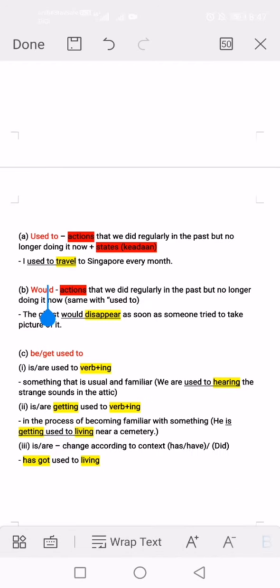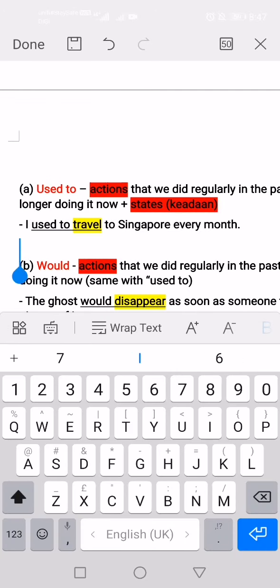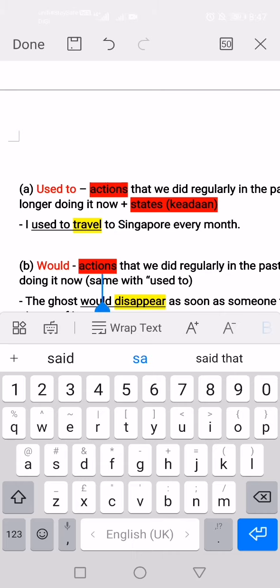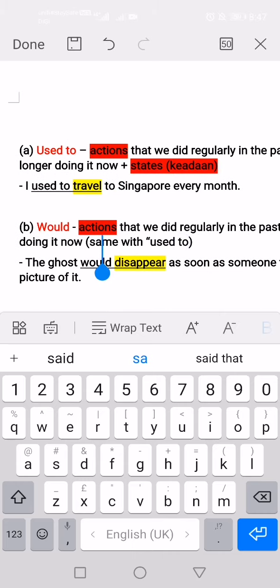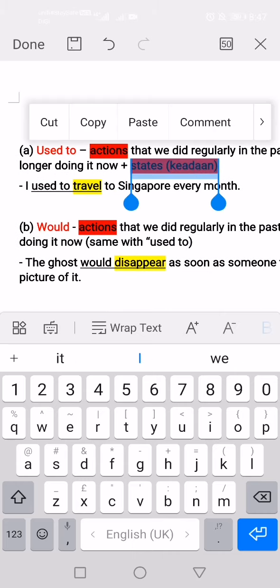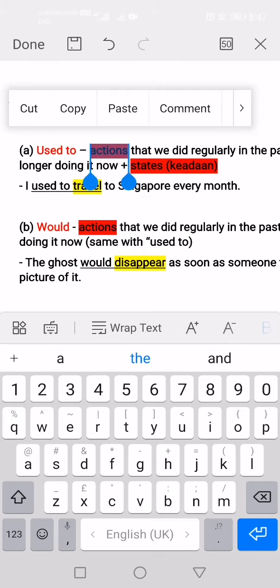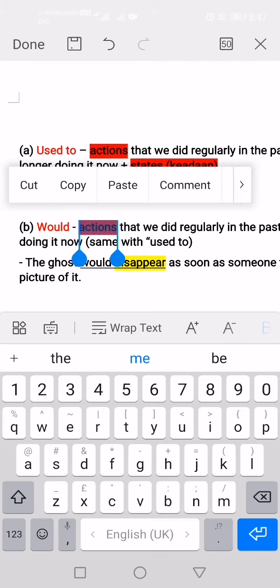But what is the difference between used to and would? Used to and would both only can use for actions. But would you cannot use for keadaan. Would 你不能用在状况, tidak boleh guna untuk keadaan. Cuma boleh guna untuk action, 只能用在动作. That is the similarities between these two.